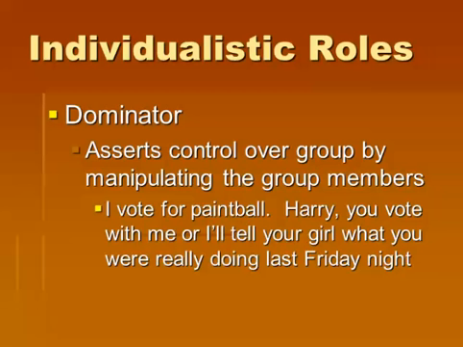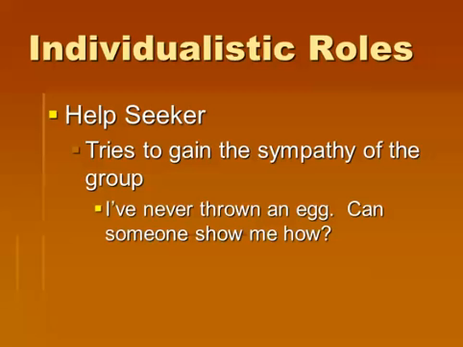So the dominator seeks to control the group members by manipulating them. Then you have the help seeker. This person tries to gain the sympathy of the group, and thus calls attention to themselves by having everybody feel a little bit sorry for them.